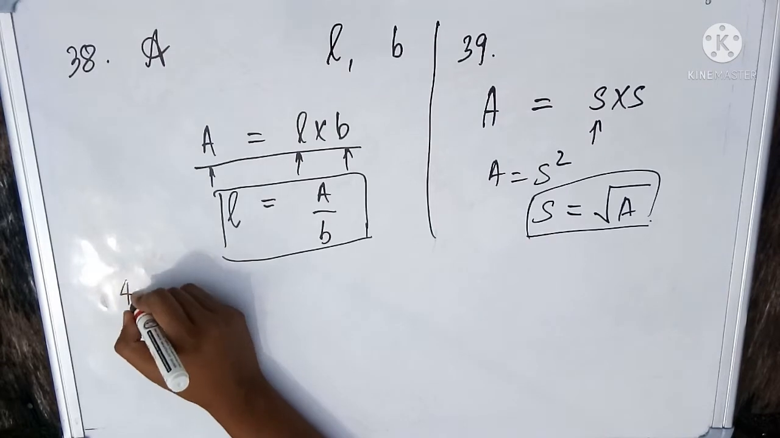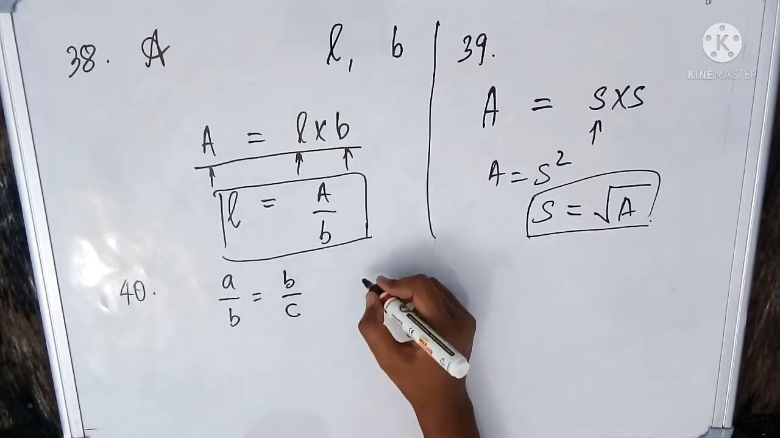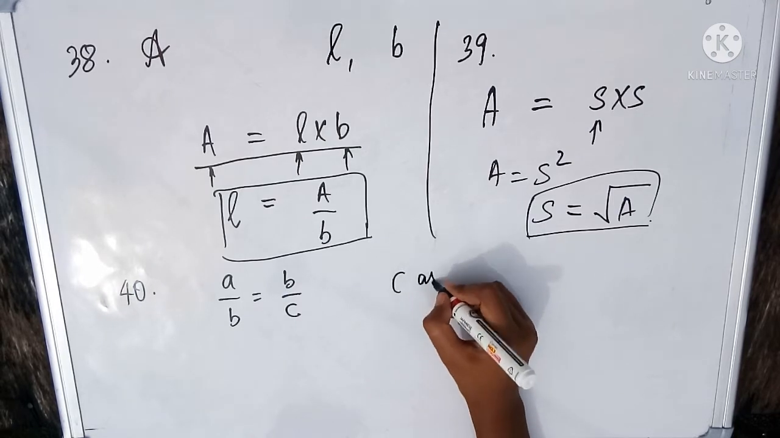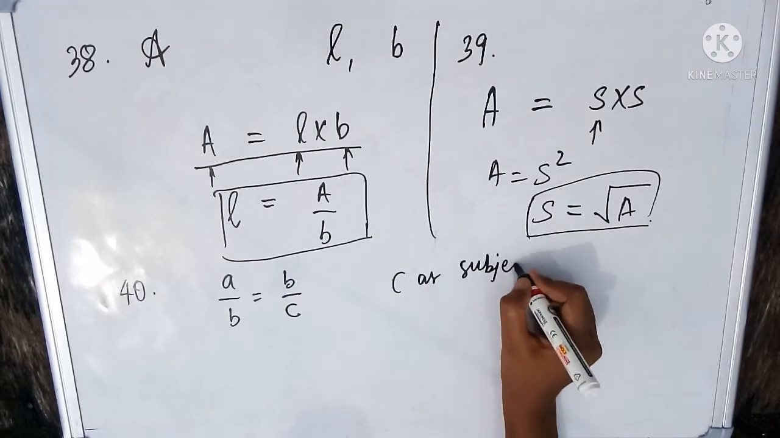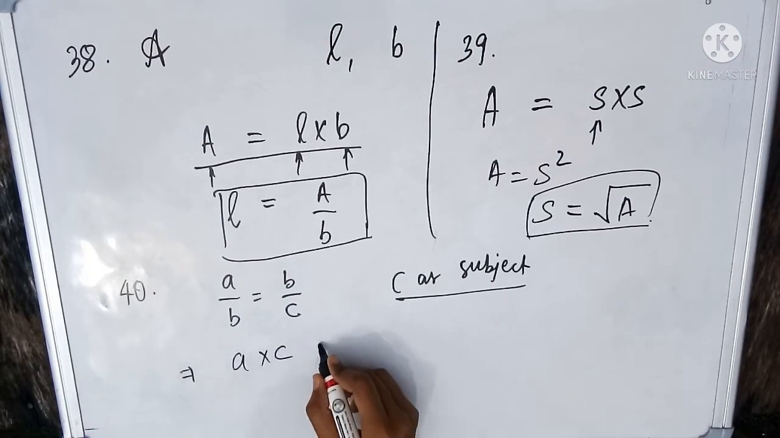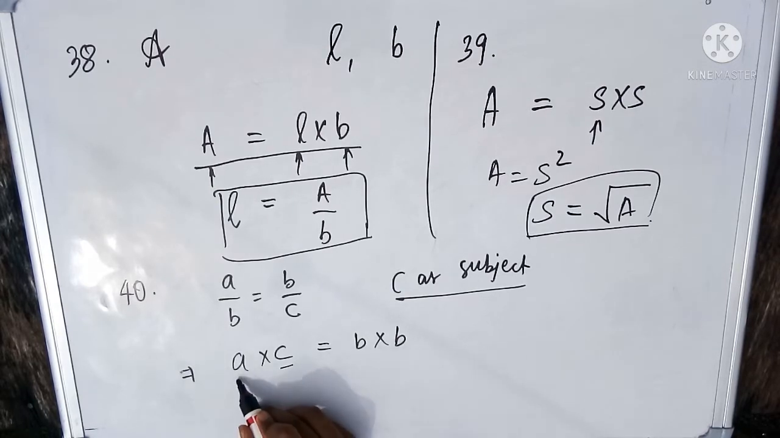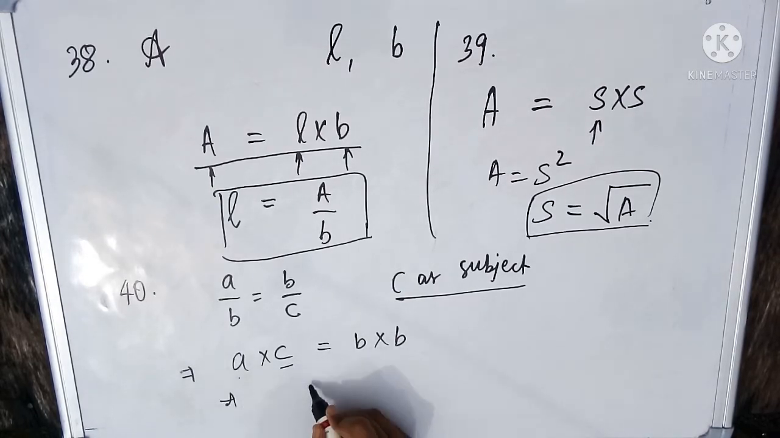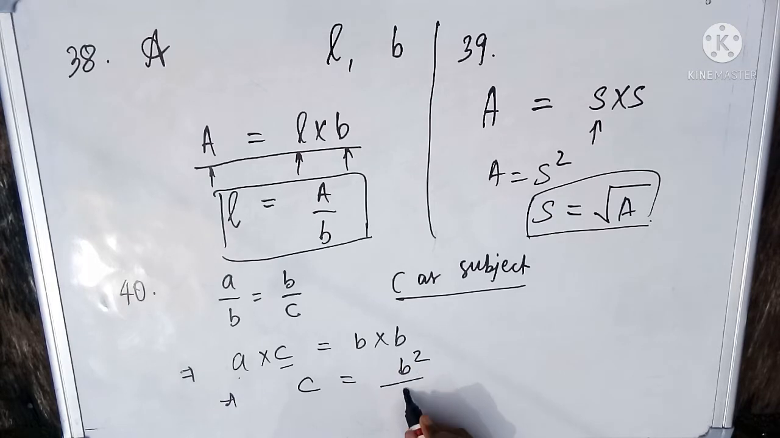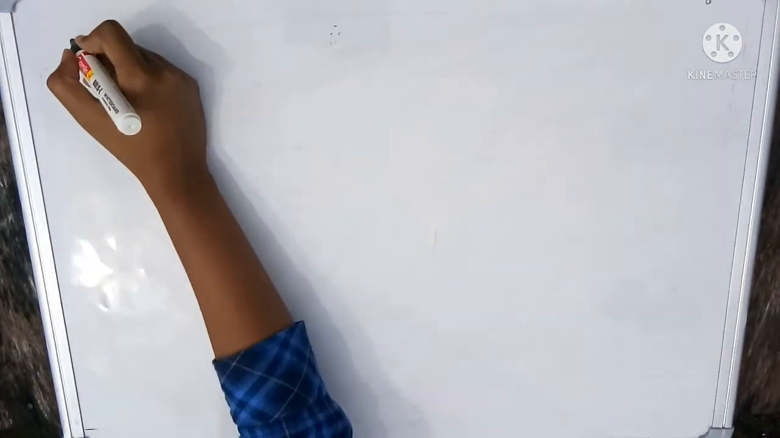Next, question number 40. It says that we have A divided by B is equal to B divided by C, and we have to make C the subject. So first of all, we will do the cross multiplication, which is A multiplied by C is equal to B multiplied by B. Now to make C the subject, we have to transfer this A to the other side, and it will be C is equal to B square divided by A, and thus we have made C the subject. Question number 41.